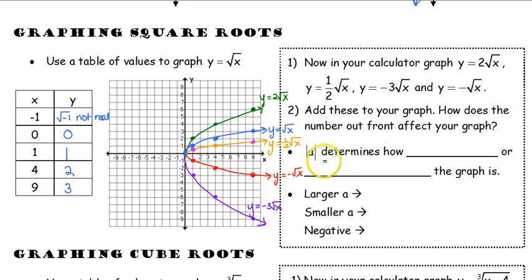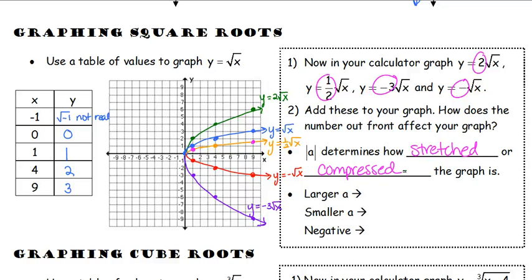So we want to look at how the a value, the number being multiplied by the square root of x, is going to affect your graph. A is going to determine how stretched or how compressed the graph is. And you are used to this value from when you had parabolas. But the square root of x is the inverse of a parabola. Therefore, the rules are going to be inverse as well.